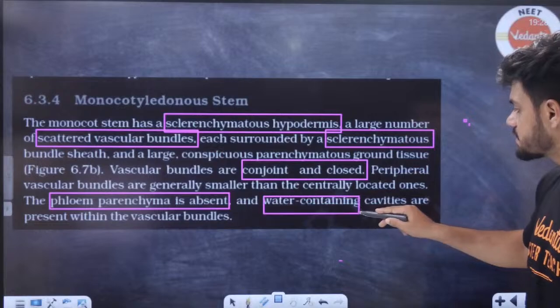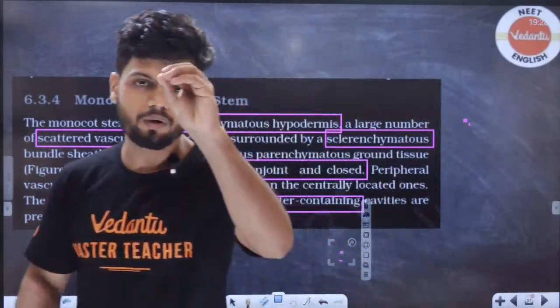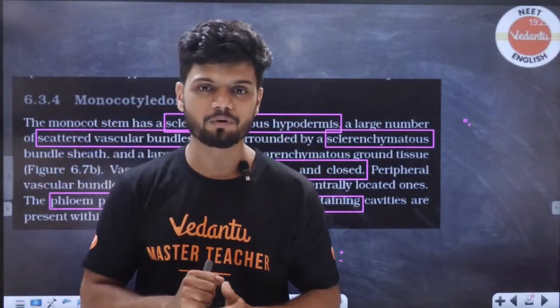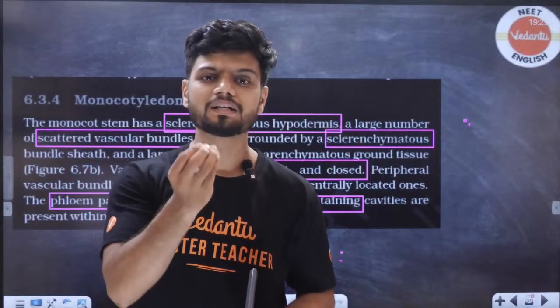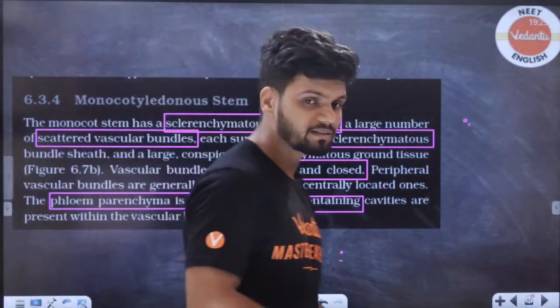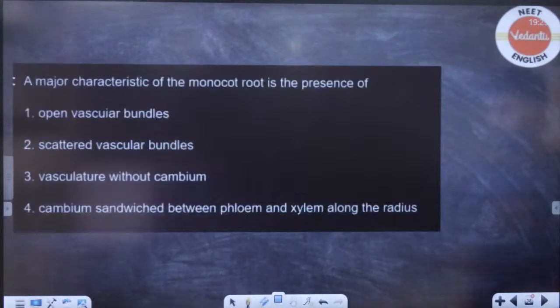Water containing cavities. Can you see? Water containing cavities are also present in the vascular bundles, which gives us the characteristic skull shape. The skull shape, no, that is because of your water cavities. That is the entire thing for your monocot stem.